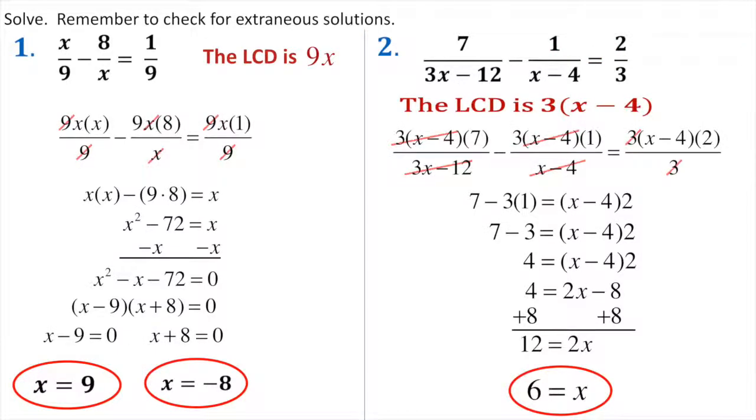Check your answers here. Okay, so hopefully you're getting the trick there. The first step here, we found out the LCD is 9x. We automatically cross off all of these top and bottom. Notice how I have no denominator, I have no fraction here. Same thing over here. This one was a little bit different. Hopefully you found out that it was 3 times x minus 4. 3 times x minus 4 is 3x minus 12. So that's why I crossed off both of those there.